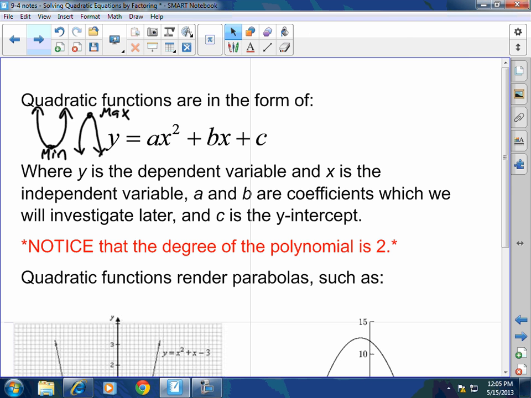What else do we know about the a related to the width or the narrowness of the graph? If the absolute value is between 0 and 1, it's going to get wider and wider. The smaller the absolute value between 0 and 1, the wider it gets. And the larger the absolute value of a, the narrower or thinner it gets. Perfect. We know also that the c is the y-intercept, and again, that's the y value when x equals 0. Notice that the degree of this polynomial is 2. That's why it's called quadratic.